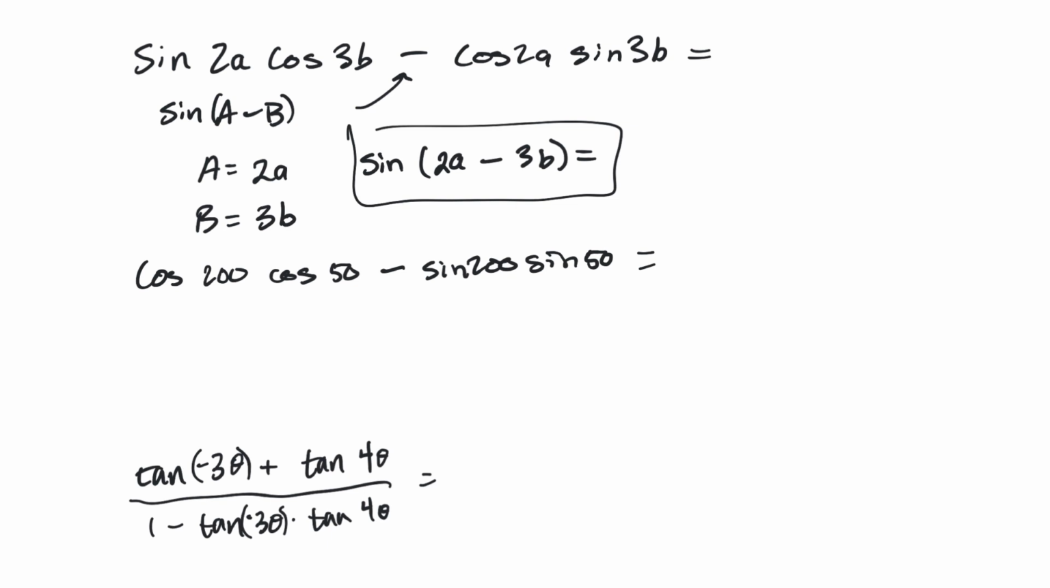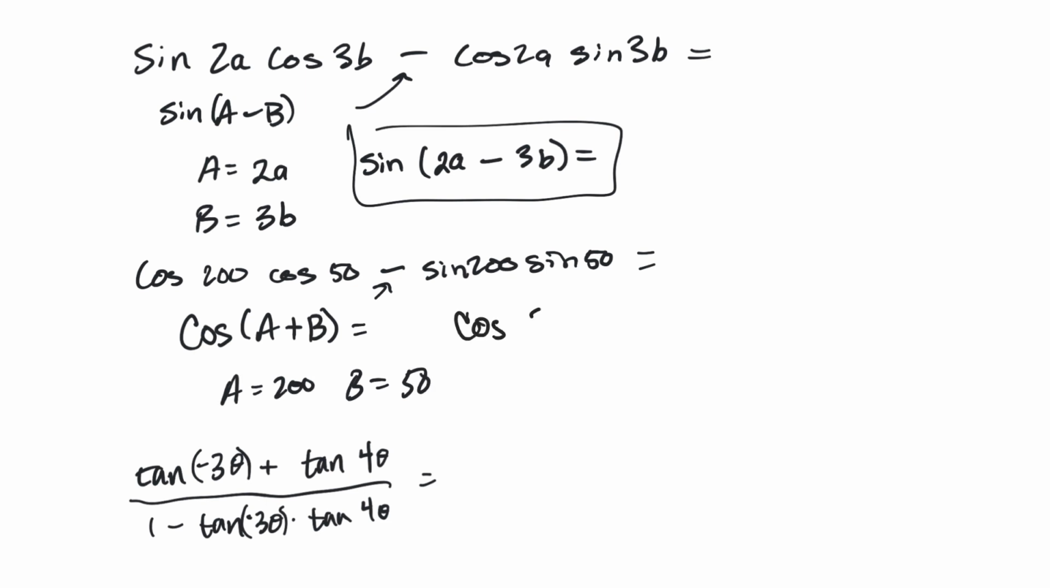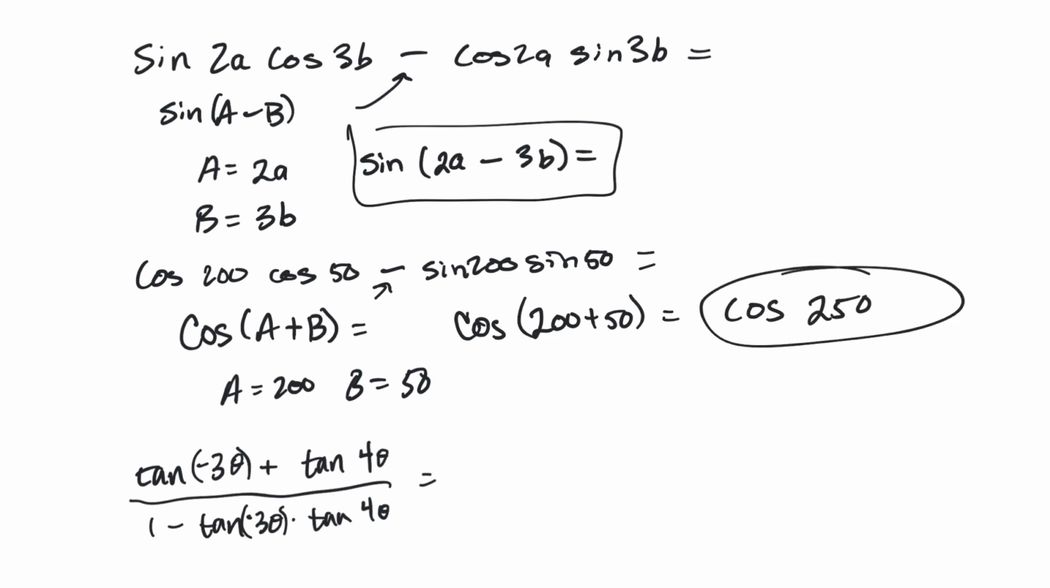Let's do it where I can combine it. This is going to be cosine of A plus B. We know that the cosine values, these signs are different. And so if I plug it in, A is equal to 200, B is equal to 50. So this would be the cosine of 200 plus 50. So we are going to end up with a final solution of cosine of 250. And that's how you would look at that one.